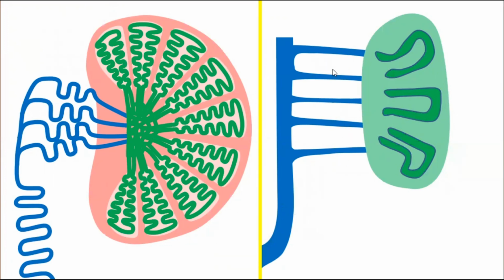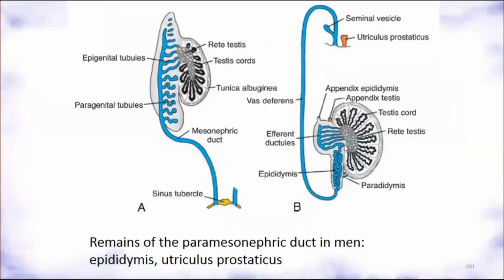So here we can see that these structures remain in the male organism and play a key role in the development of the male reproductive tract. And here we can see development. It's embryonic testes. There are testis cords, rete testes, and those tubules remain here. There are epigenital and paragenital tubules and the mesonephric duct, which is opened now into the urogenital sinus.